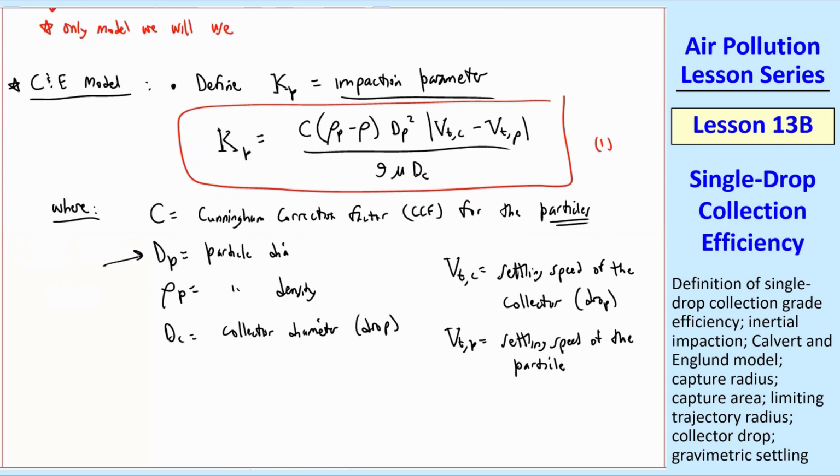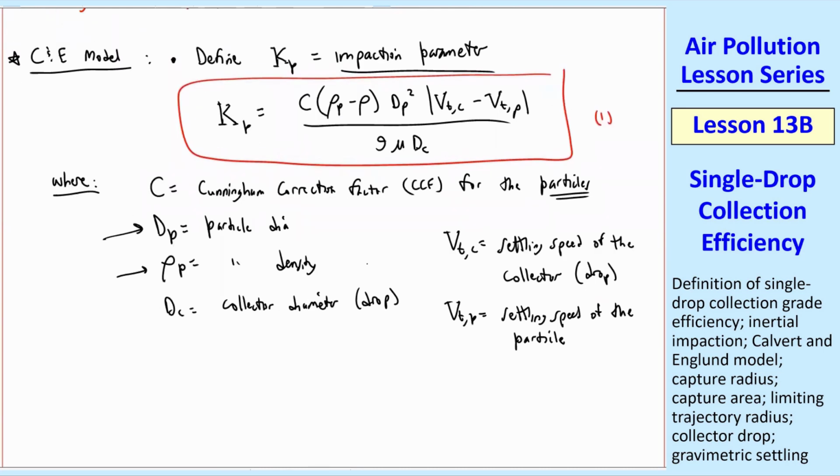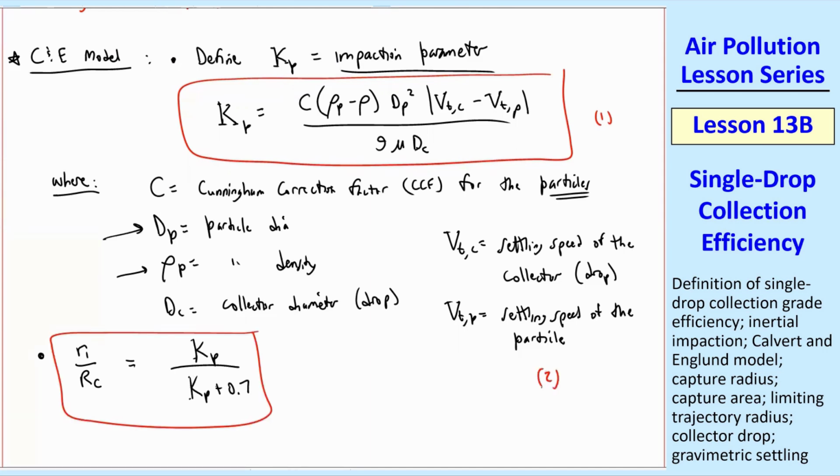So that VTP is the settling speed of that particular particle diameter and particular particle density. Once we have everything set up, we can repeat for a range of particle diameters and get a grade efficiency. So once we have the impaction parameter, then Calvert and Englund came up with an expression for R1, namely this: Kp divided by Kp plus 0.7. I'll call that equation 2.